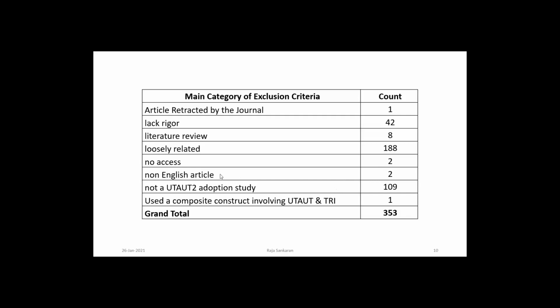So even if you're simply giving a category, you need to have a rationale associated with each of them. Okay, like not a UTI adoption study. Similarly, it could be a composite construct. I hope you all understand what these composite constructs are. If there are such constructs being used, I can categorize it and say this is not within the scope of my study. So I have excluded a total of 353 by using these exclusion criteria. I have to list them appropriately.